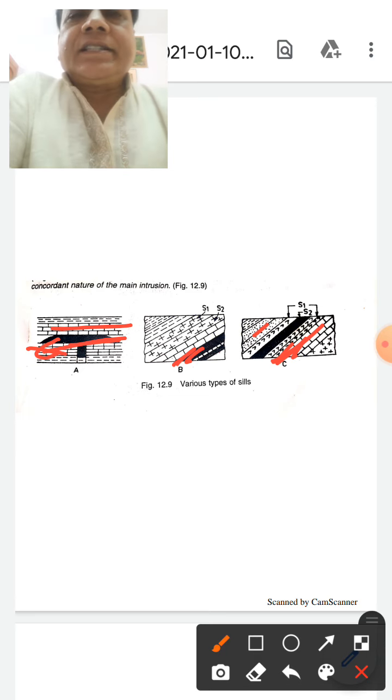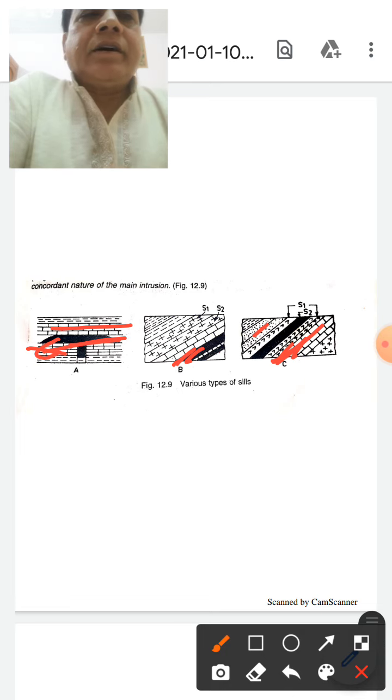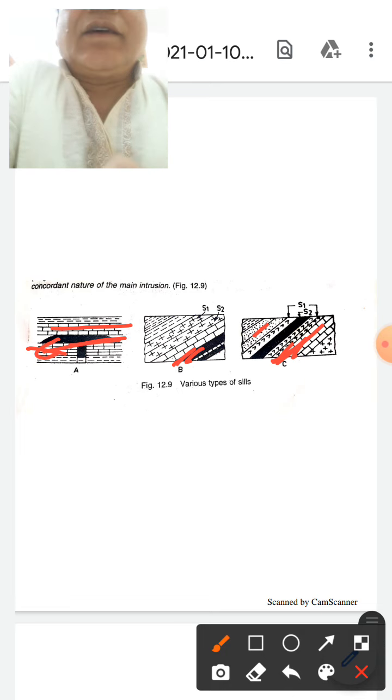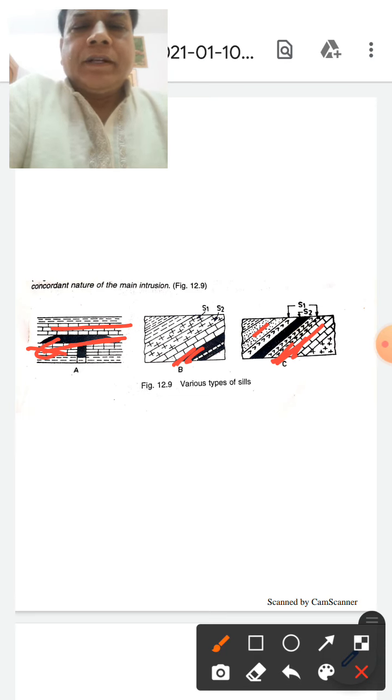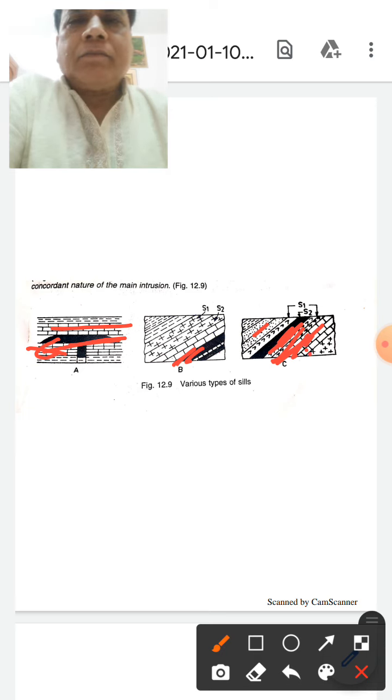Differentiated sills are exceptionally large sheet-like injections of magma where there has been segregation of minerals formed at various stages of crystallization. And composite sills result from two or more injections of different types of magma. So you can see the cross-hatched ones and the dark continuous ones, they are of different composition. So they are in the category of composite sills. This is a multiple sill of the same composition, and this is a simple sill.